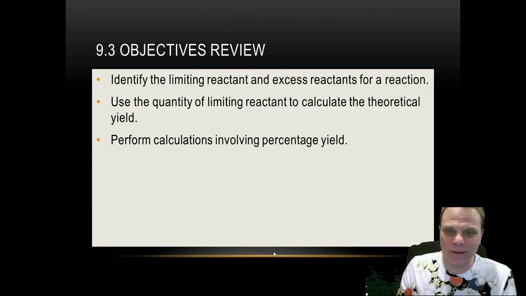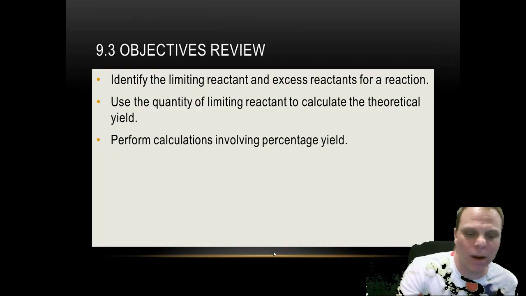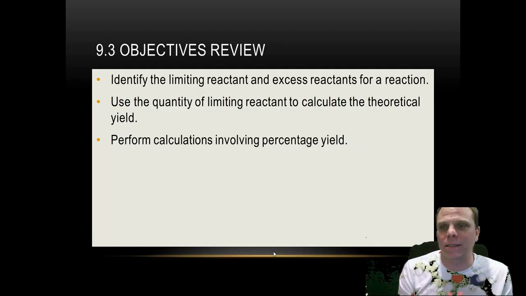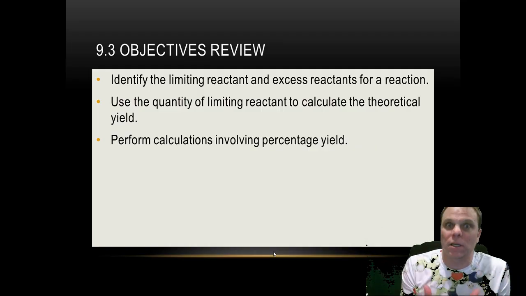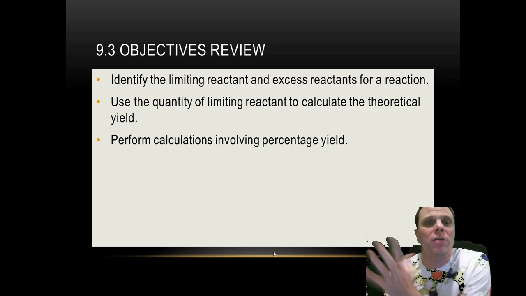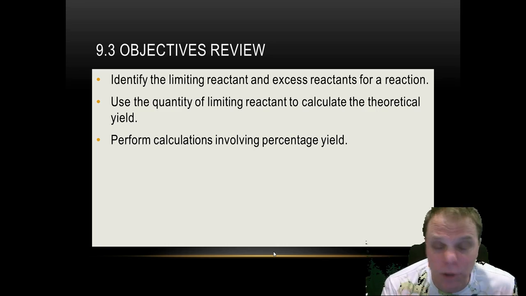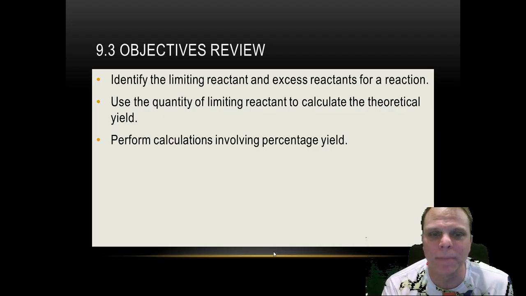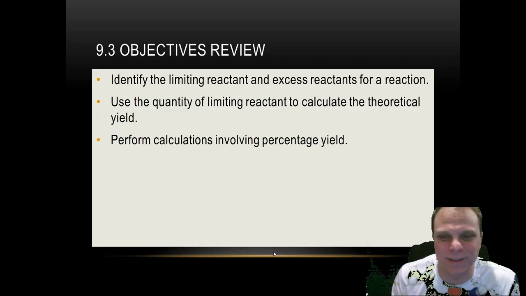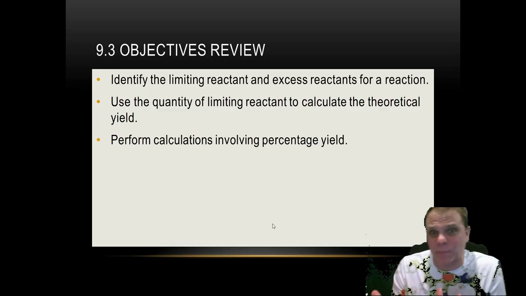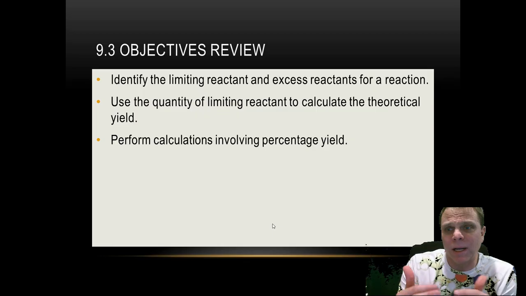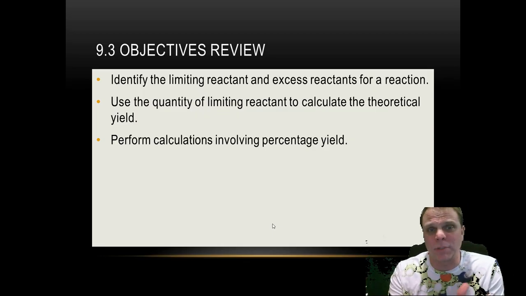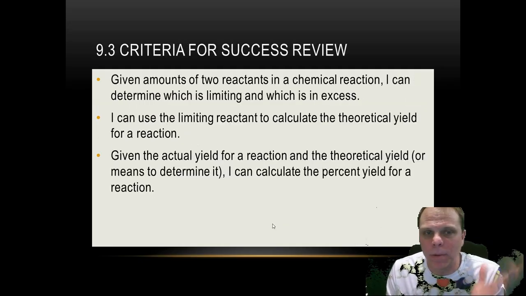All right. So now we've done it. We've done all these different types of things. Let's see how good we are. We are so good. Let's look at a review. What did we learn today? We identified the limiting reactant and the excess reactants for a reaction. Which one's going to get used up? The limiting. Which one's going to be left over? The excess. We use the quantity of limiting reactant to calculate theoretical yield. Just did that. We performed calculations involving percentage yield. For this last problem, we had to calculate the theoretical yield and perform calculations involving percentage yield. So we had to do the bottom two. We didn't have to do the top one for that last problem, but we did that earlier on.